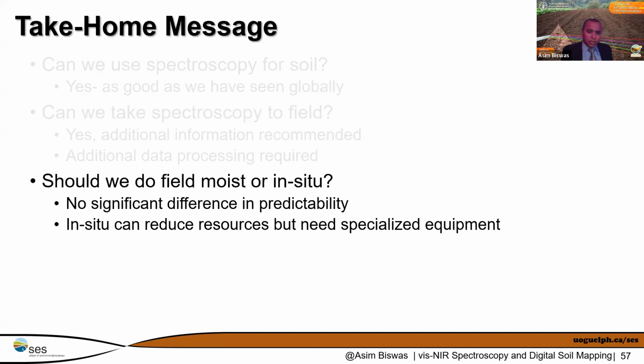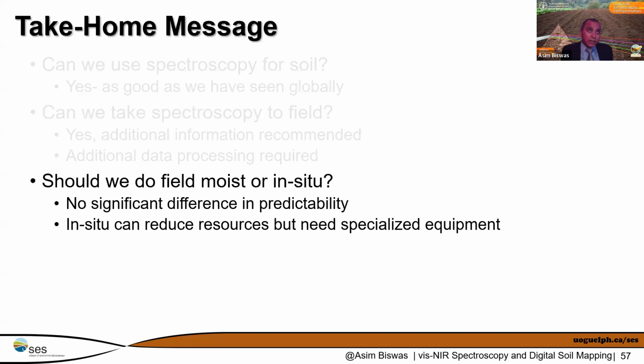Should you do it in the field, moisture in situ? That means, should I do it in the field or collect samples back to the laboratory? I would say that we did not find a significant difference in the prediction between collecting a moist sample and measuring it in the lab, or measuring it in the field. But the issue is that if you want to measure in the field and with depth, we need specialized equipment. Of course, it can save you time, because you don't have to make a trip to collect soil samples, bring them back to the lab, and scan them there.